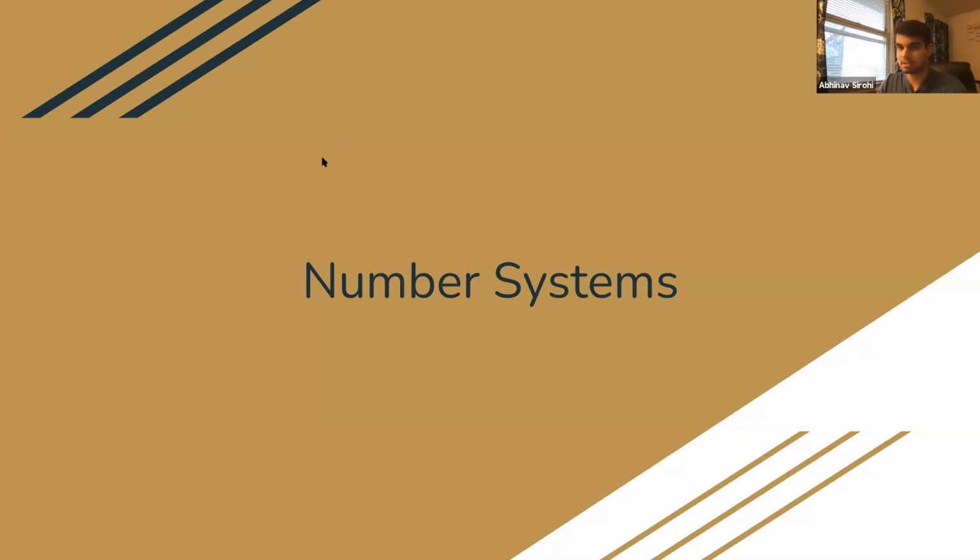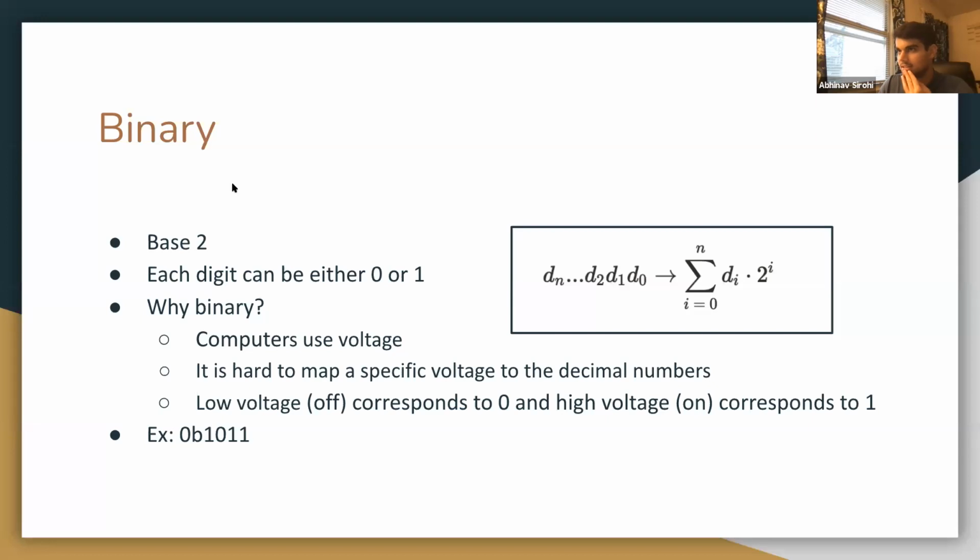The next part of the presentation is about number systems. The first number system that we'll be going over is the binary number system, which is base 2. In base 2, each digit can either be 0 or 1.